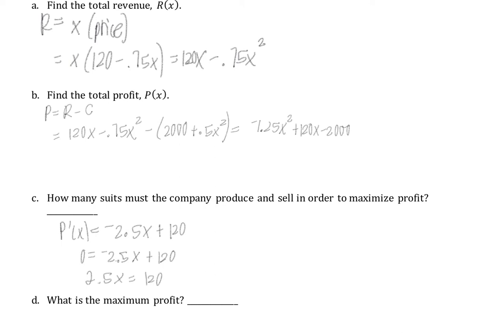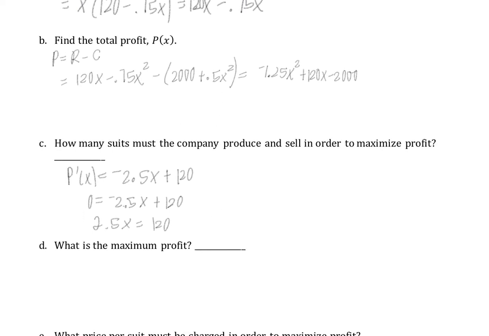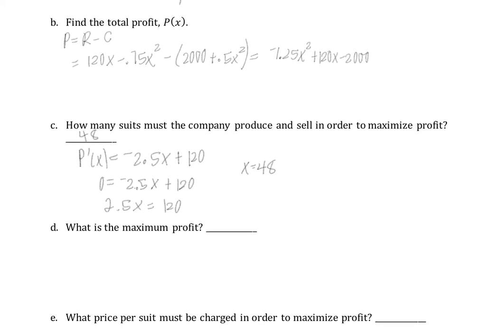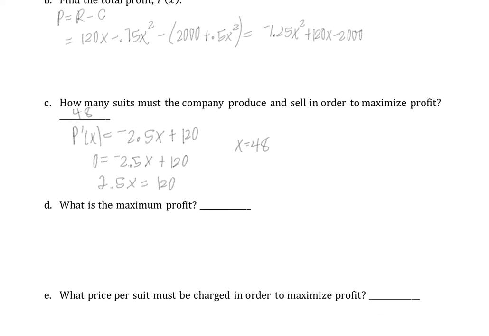So x equals 48. So that's when the profit is maximized. So what is the maximum profit? Well, we're just going to plug 48 into the original profit function.